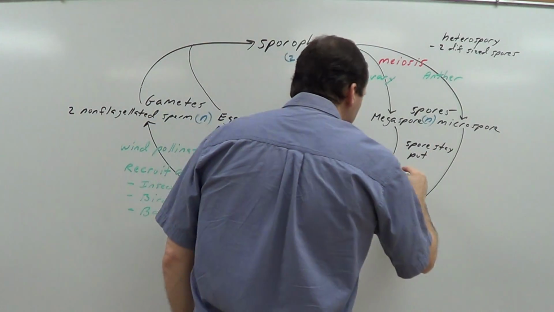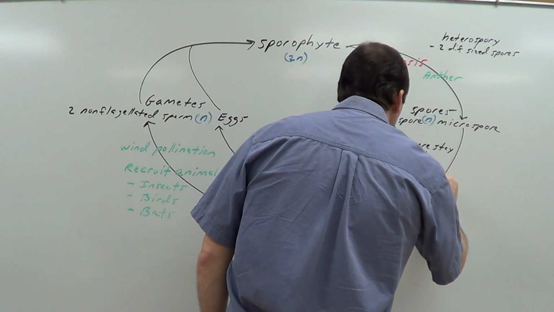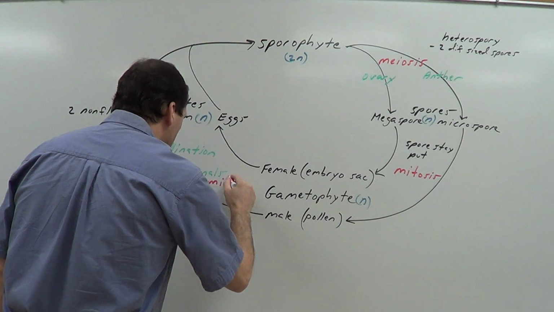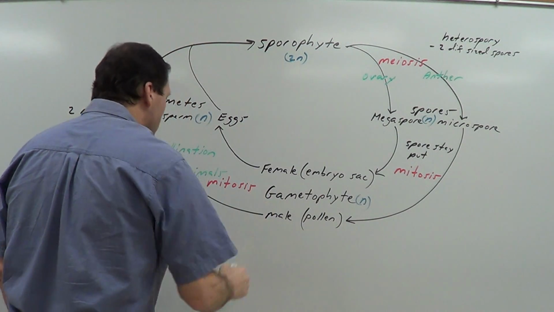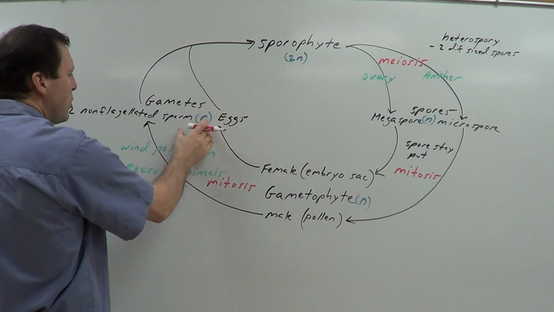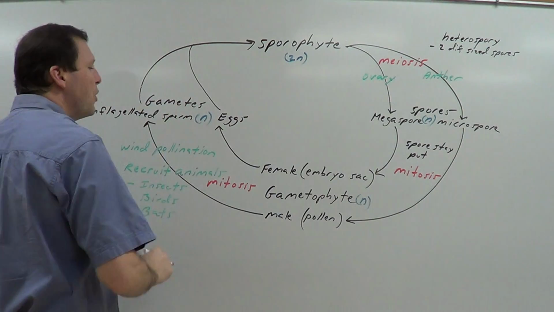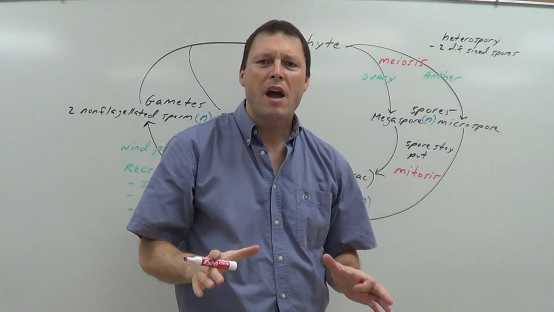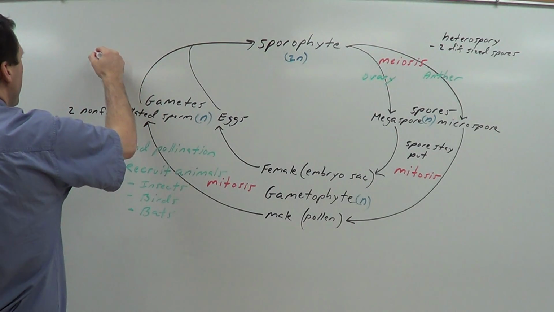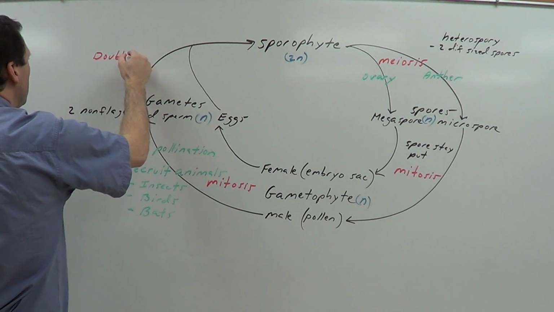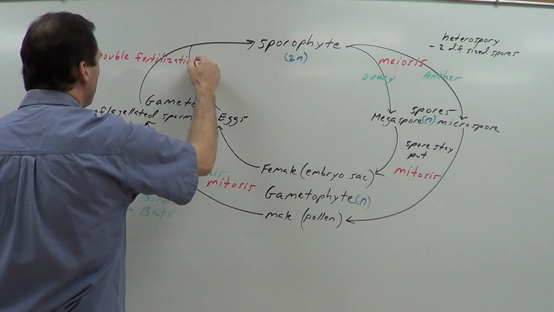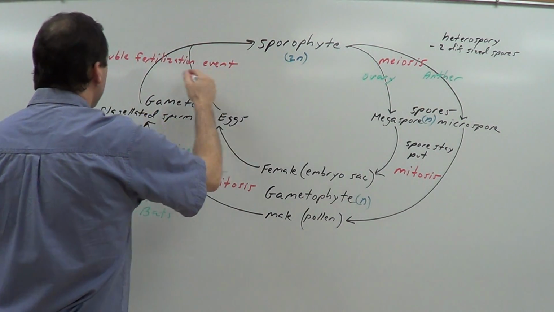N to N is going to be mitosis. N to N again, mitosis. And here, what we're going to have, N plus N to 2N, that's going to be fertilization. But here we're going to have a double fertilization event. So I'm going to go right ahead and write that down. A double fertilization event. Now what does that mean?